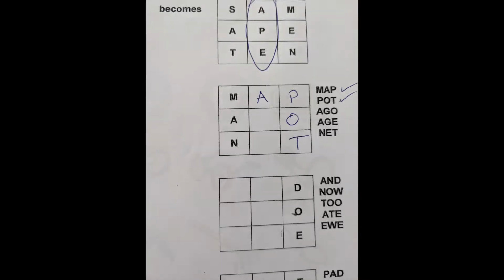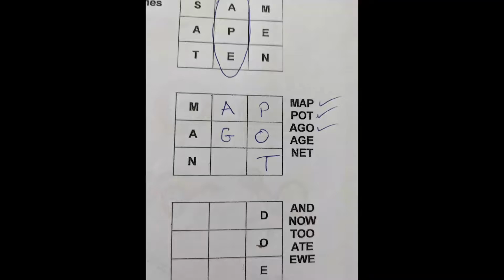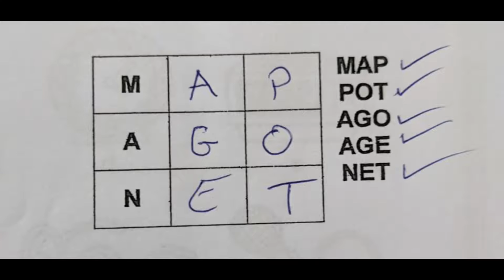So with your coloured pencil we're going to mark these. I'm going to go through the first few one at a time. So here I would start with map because it's the only one beginning with M. Once we have map in we can put pot in because again it's the only one that begins with P. I hope you remember to tick the words off as you went along. Now we can put ago in because it's the only one that ends in O.